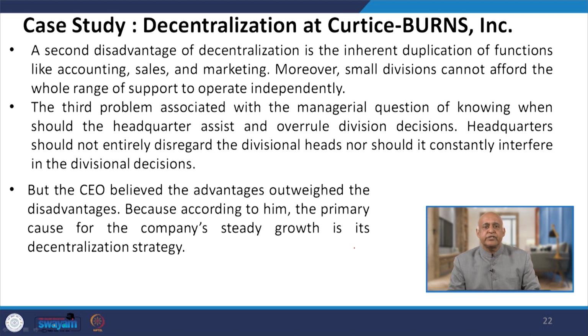The third problem associated with the managerial question is knowing when the headquarters should assist. But the CEO believed the advantages outweighed the disadvantages, because according to him the primary cause of the company's steady growth is its decentralization strategy. So, he believed in himself that he knows what he is doing, and that because of that the organization is making this profit.